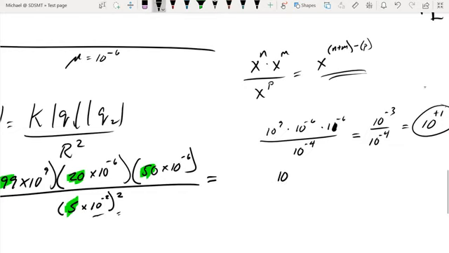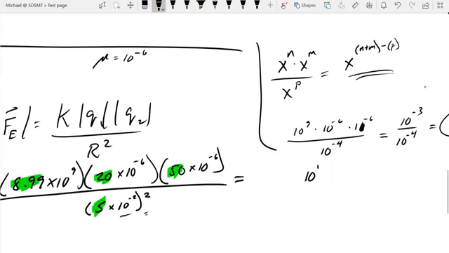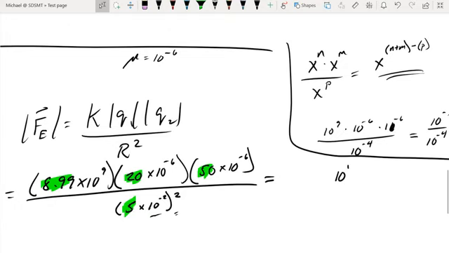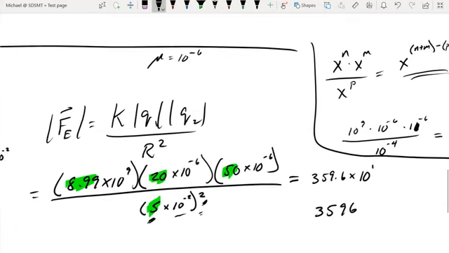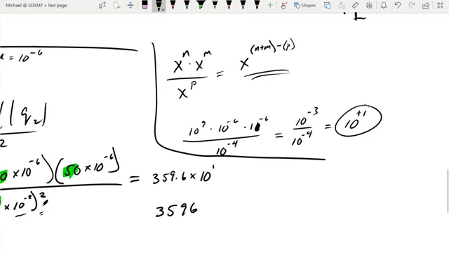And so I know that I'm going to have a power term of 10 to the minus 1 as part of my answer. And now I can use my calculator to combine the remainder. I have my 8.99 times 20 times 50, all divided by 5 squared. Don't forget that square. And that gets me 359.6 times 10 to the 1, or 3,596. And we are solving for a force, so this will be in newtons.